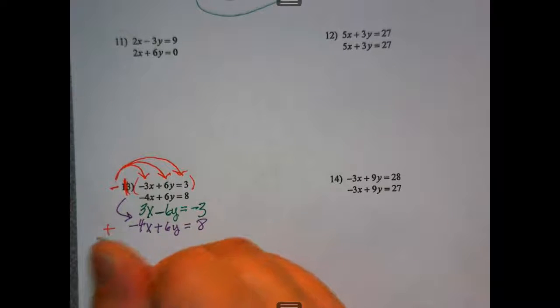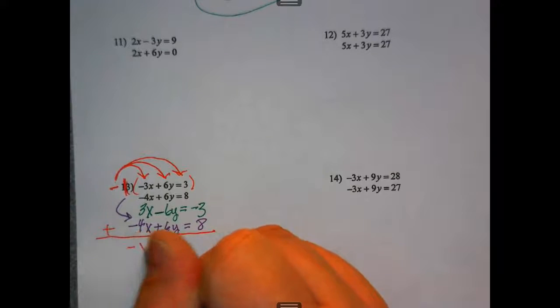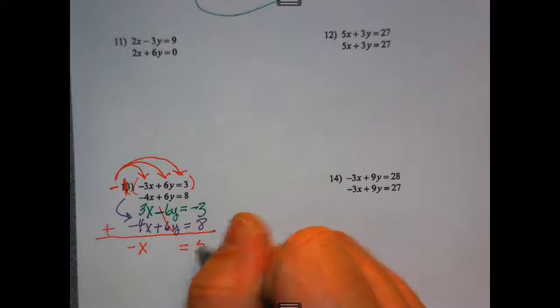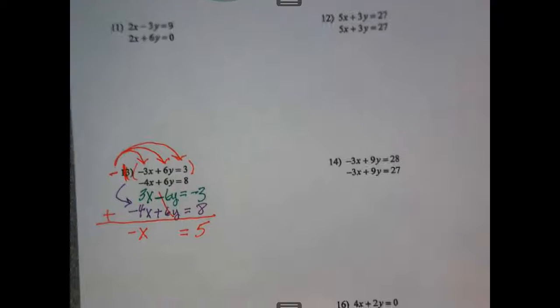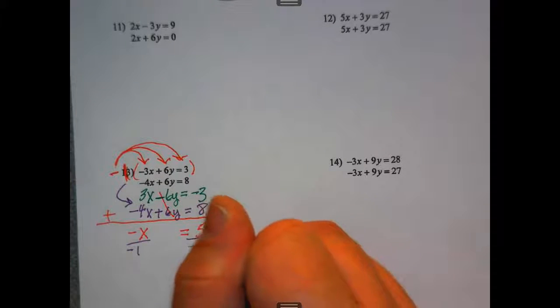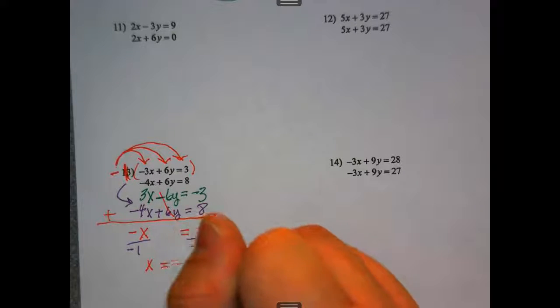Add them together. I get negative 1x. These add up to 0. I get 5. Divide both sides by negative 1. So I get x equals negative 5.